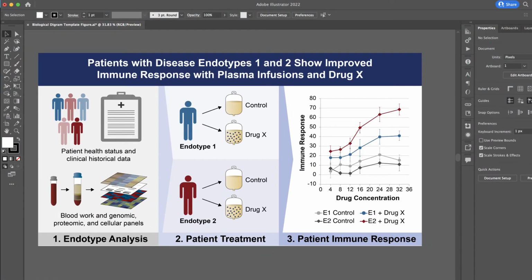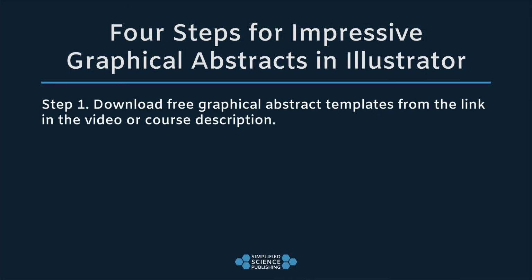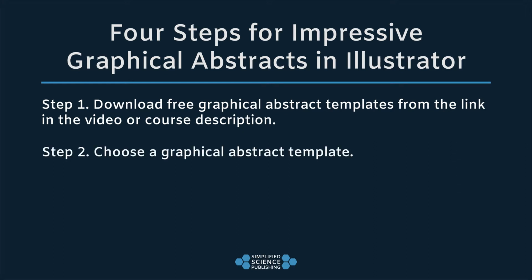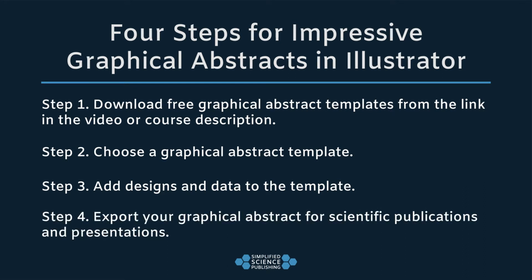In this tutorial, we will use 4 simple steps to create an impressive graphical abstract in Adobe Illustrator. Step 1 will be to download the free templates from Simplified Science Publishing using the links in the description box or course description. Step 2 is to choose a graphical abstract template. Step 3 is to add designs and data to the template. And step 4 will be to export our graphical abstract for the scientific publication and presentation.